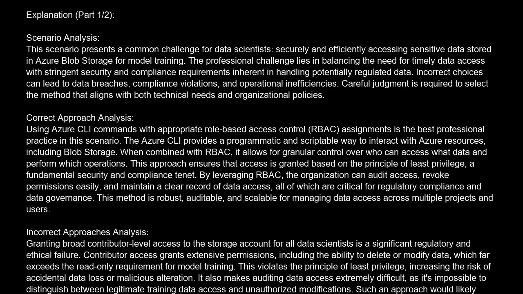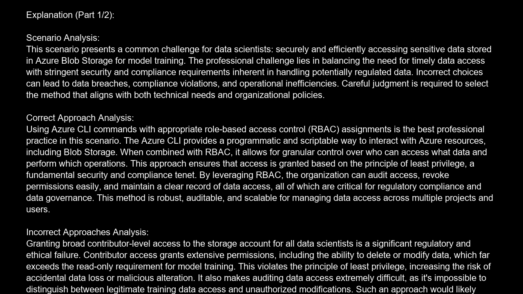Explanation. Scenario analysis. This scenario presents a common challenge for data scientists: securely and efficiently accessing sensitive data stored in Azure Blob Storage for model training. The professional challenge lies in balancing the need for timely data access with stringent security and compliance requirements inherent in handling potentially regulated data. Incorrect choices can lead to data breaches, compliance violations, and operational inefficiencies. Careful judgment is required to select the method that aligns with both technical needs and organizational policies.